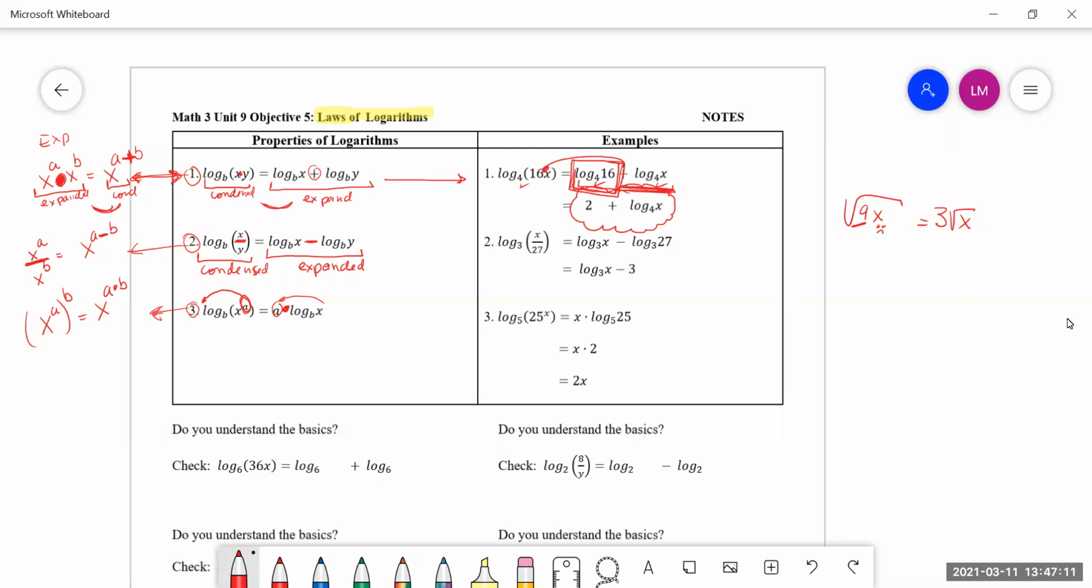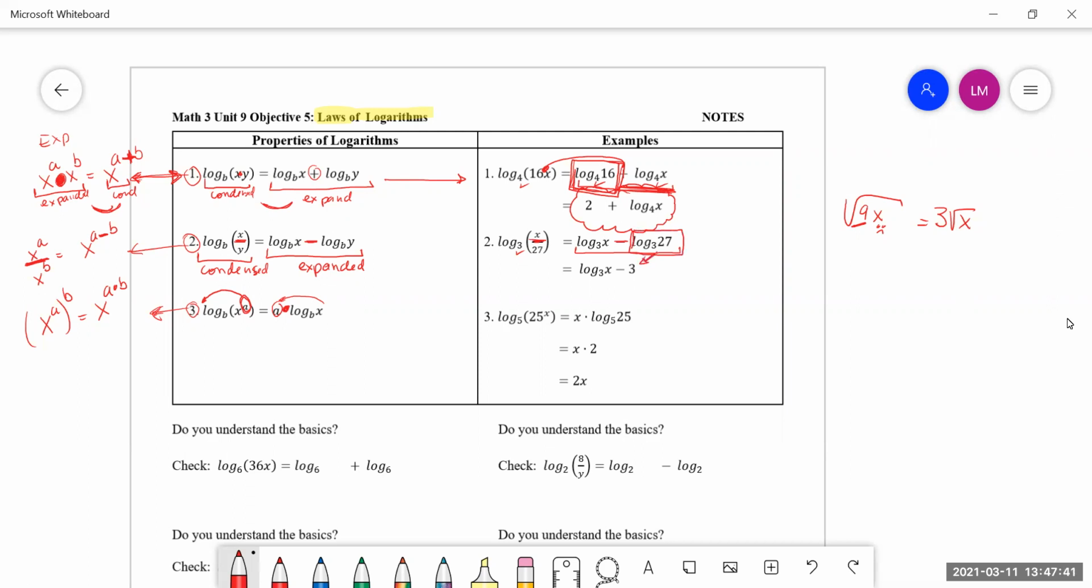Okay, same thing here when we have a division. I have log base 3 of x divided by 27. So I can expand it, I can make it longer. Each one gets their own, by doing log base 3 of x minus, because it was a division, log base 3 of 27. Now, because I can partially evaluate this, I can say 3 to the third power gives me 27.